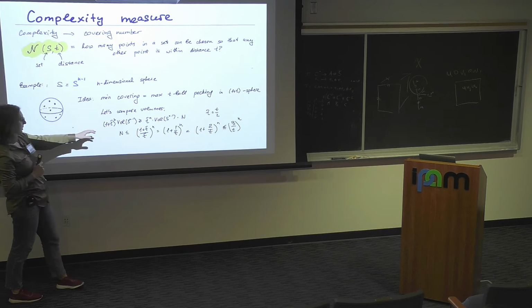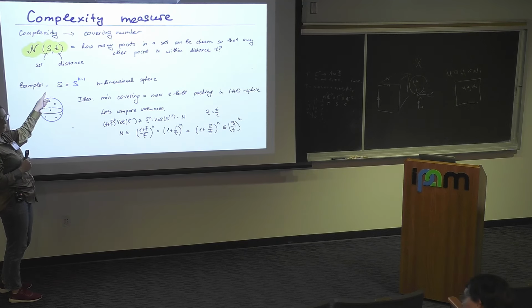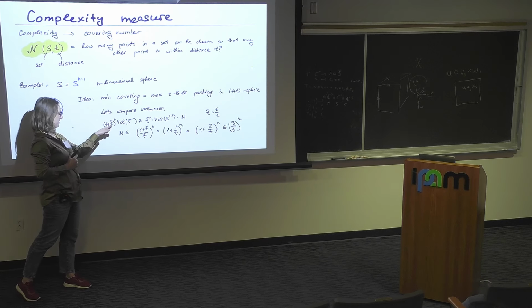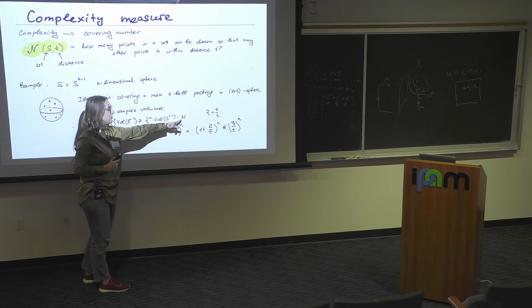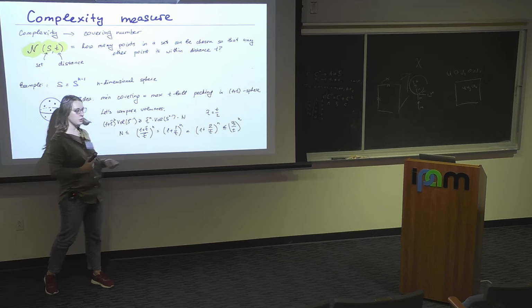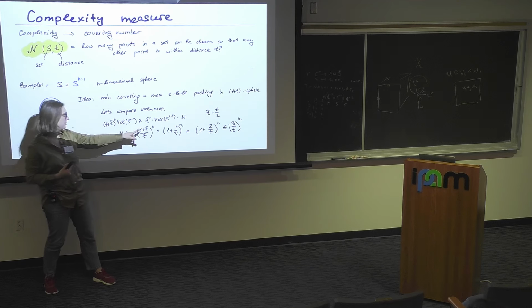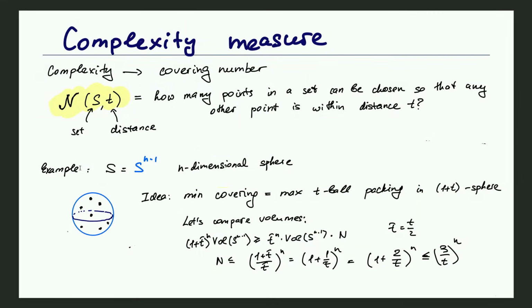So we can do it in the following way. This is t over 2. The volume of the ball of radius 1 plus t over 2 is the volume of the unit ball times 1 plus t over 2 to the n, because n is the dimension. This is greater or equal than the volume of one small ball times the number of them. Canceling the volume of the unit ball, it's 1 plus 2 over t, so it's upper bounded by 3 over t to the n. That's a textbook, very cute argument. The point is that it is exponential in n, and 1 over t in the distortion, and this is also true.